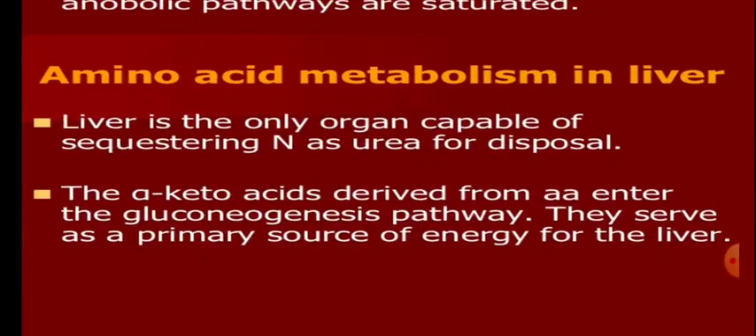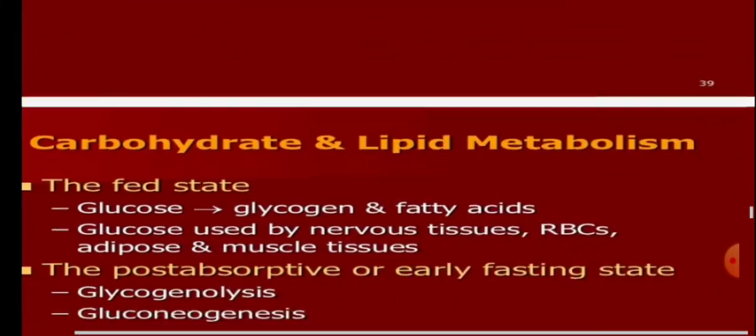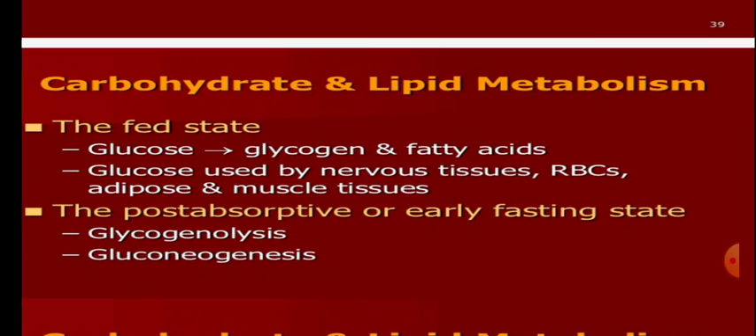In amino acid metabolism in the liver, it is capable of sequestering nitrogen as urea for disposal, and the alpha keto acids derived from the amino acids enter the gluconeogenesis pathway. They serve as a primary source of energy for the liver. The carbohydrate and lipid metabolism show the fed state, that is glucose, glycogen and fatty acid. Glucose is used by nervous tissues, then RBCs, adipose and muscle fibers.